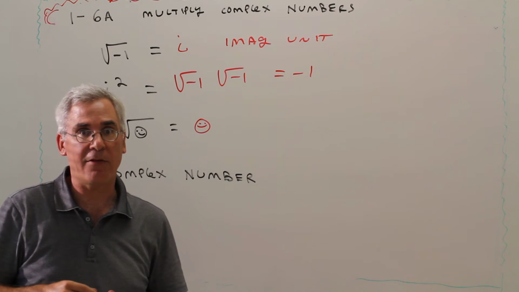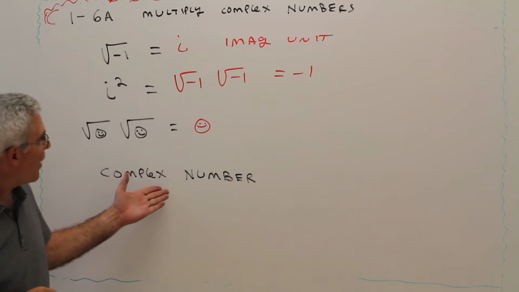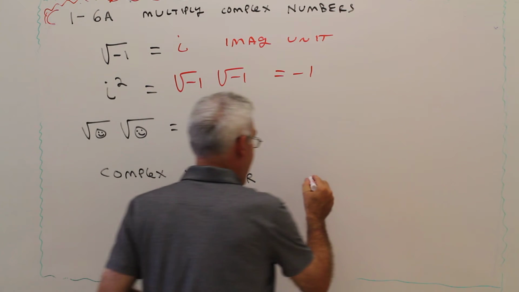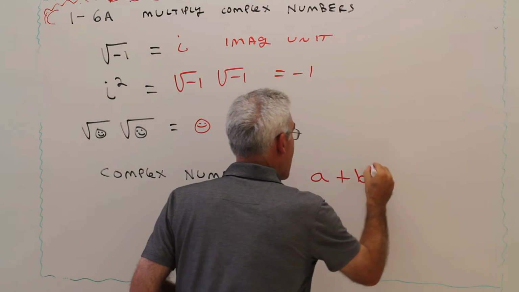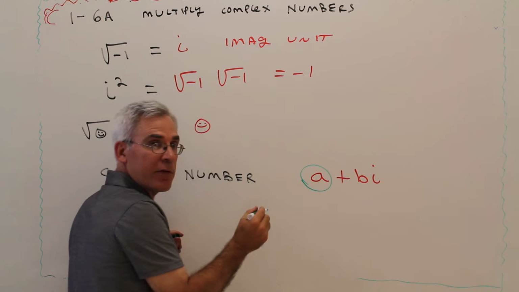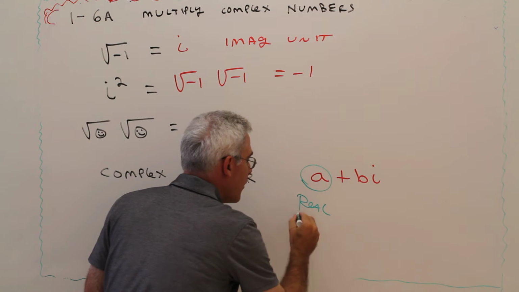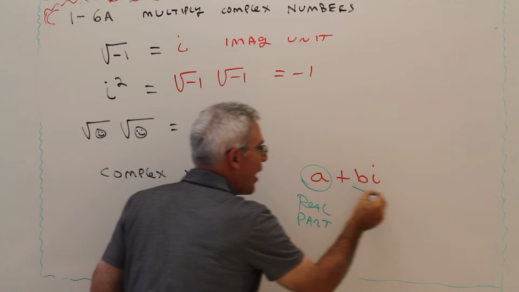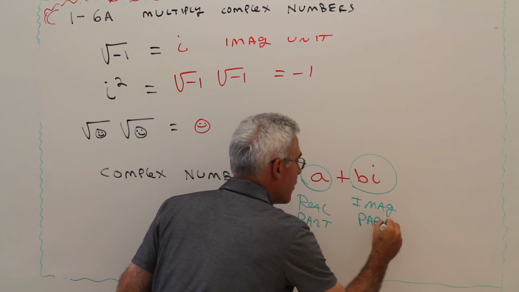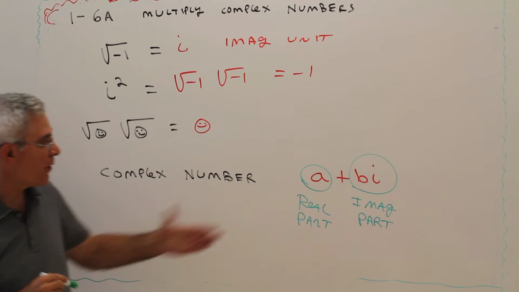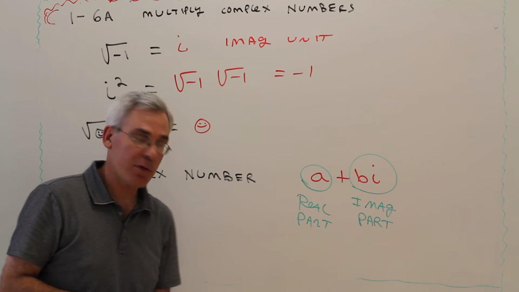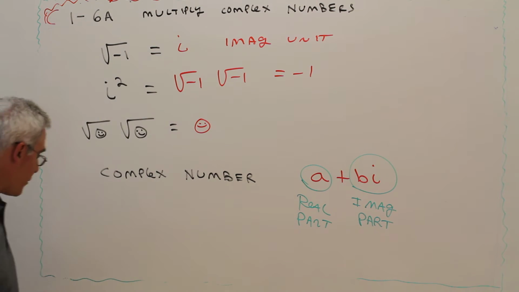That's the main concept. Okay, and finally, we're going to talk about a complex number. A complex number has the form a plus bi, where this is the real part, and this is the imaginary part. So notice we put the real part first, followed by the imaginary part. Okay, so that's the background. Let's go ahead and do some algebra.